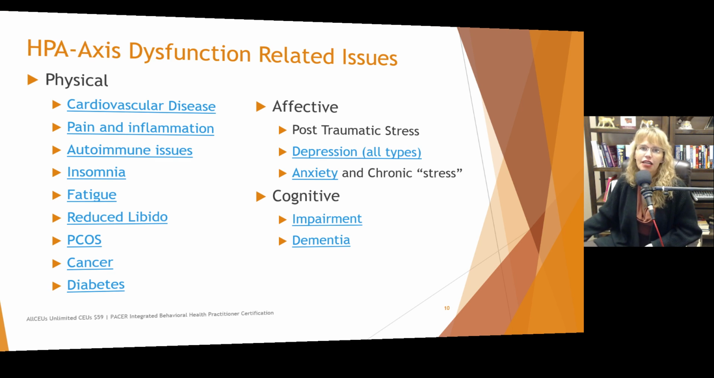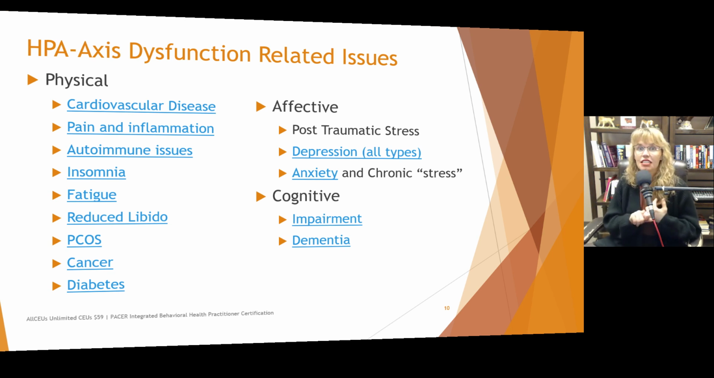PCOS, or polycystic ovarian syndrome. Remember, we talked about how cortisol and the HPA axis, when they're activated, can alter levels of estrogen, progesterone, and testosterone. People with PCOS tend to have too much testosterone in their system.